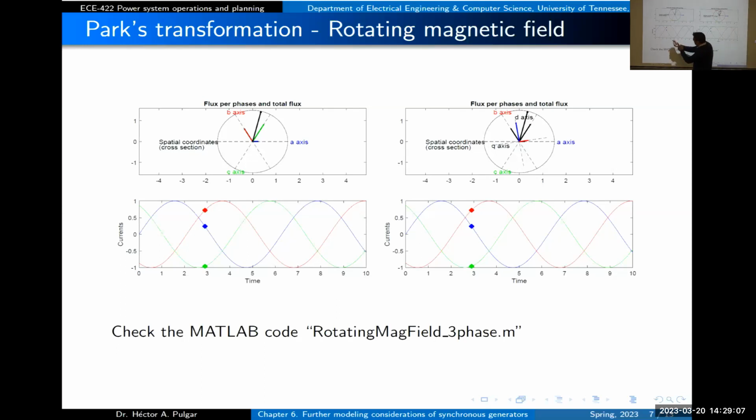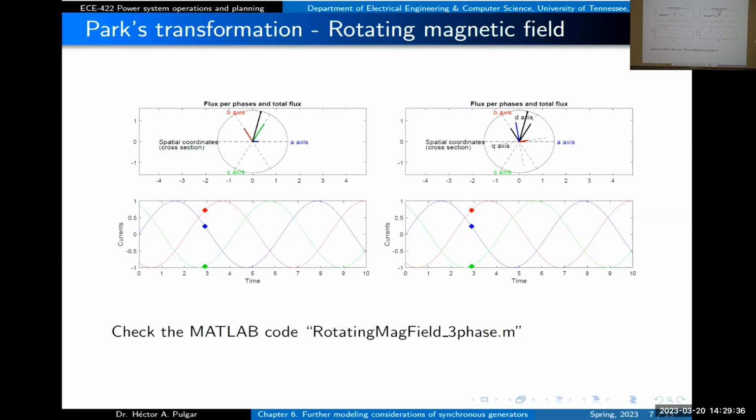What happens now, a time step after this? Well, currents will change. The magnitude of this flux will change. And somehow, this resulting flux will change. If we keep moving along time, what we will observe is that actually this flux doesn't change in magnitude and will become a rotating magnetic flux.